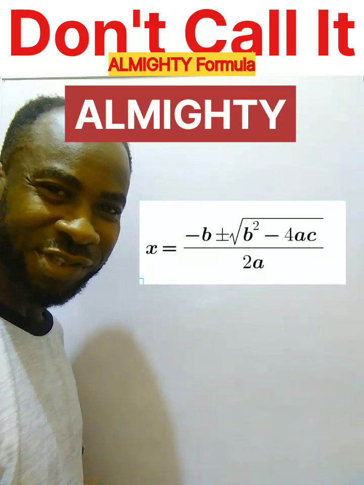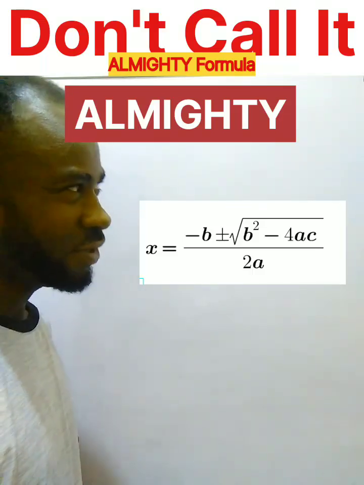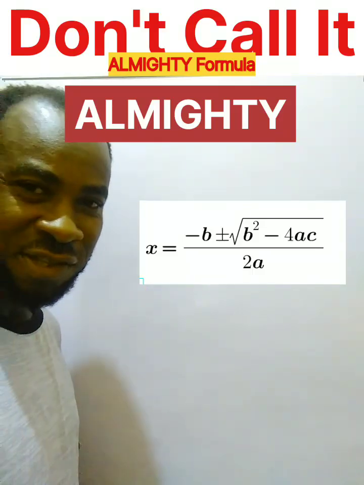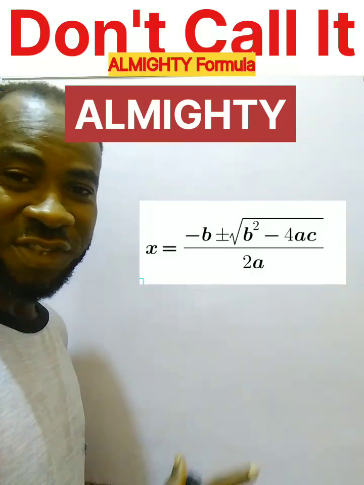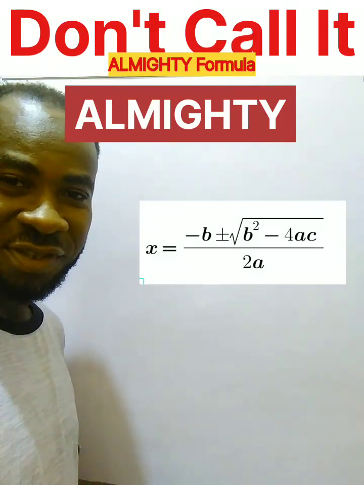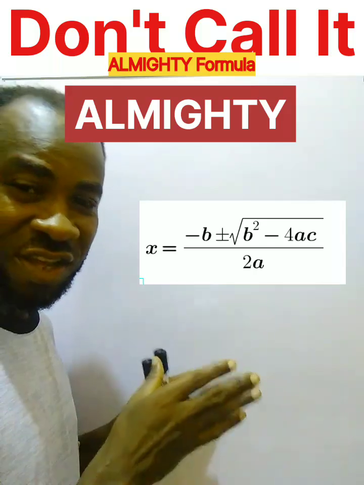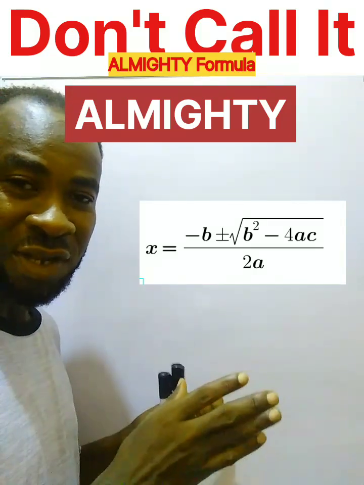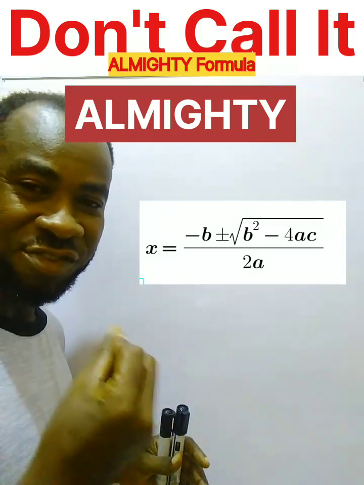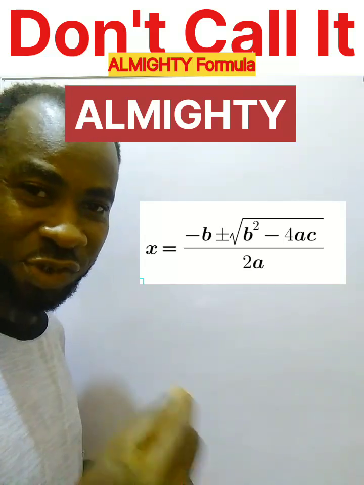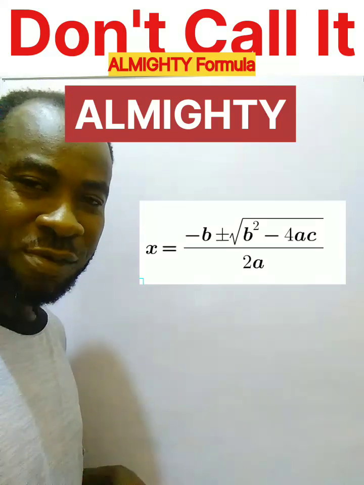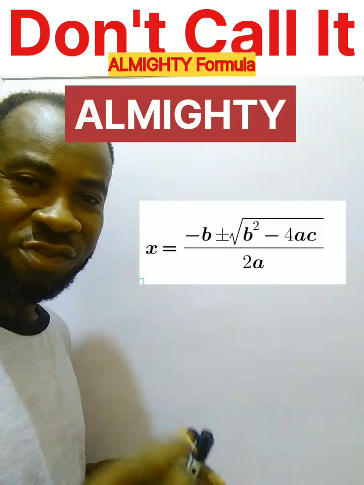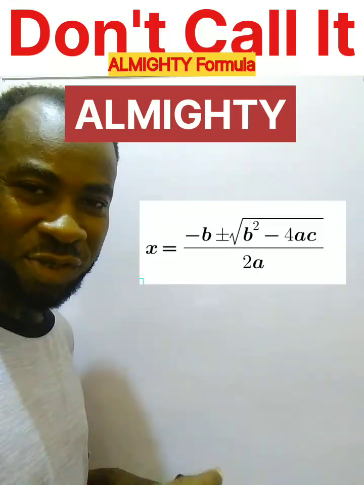So welcome to Maths with Ish. Now, this particular formula is popularly known as almighty formula in Nigeria. We want to see how we can prove it. This is actually the general form or formula for getting the solution to a quadratic equation. So let's see how it's being derived. Now, it's being derived using the completing the square method.